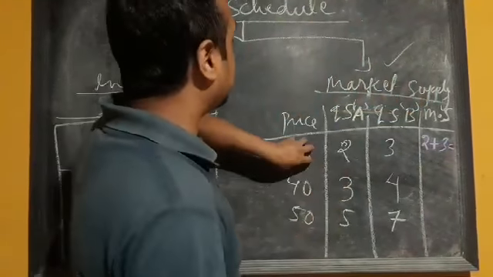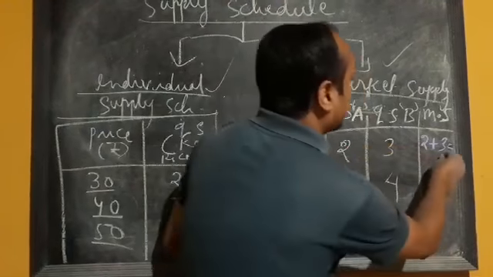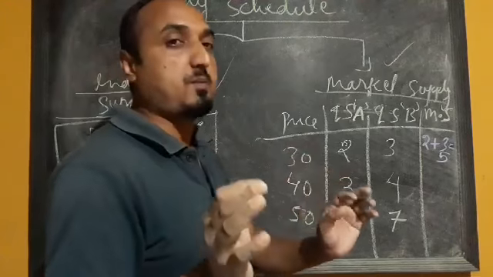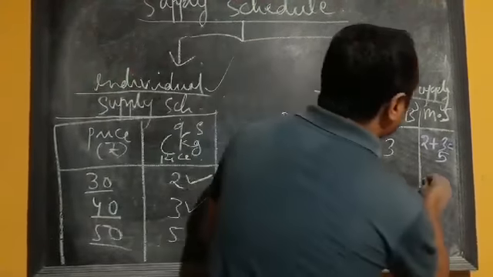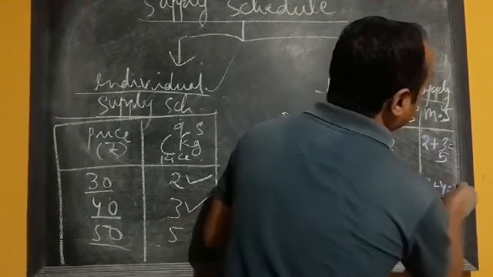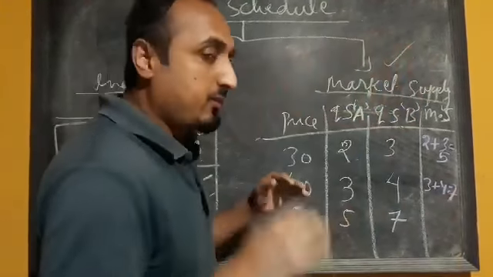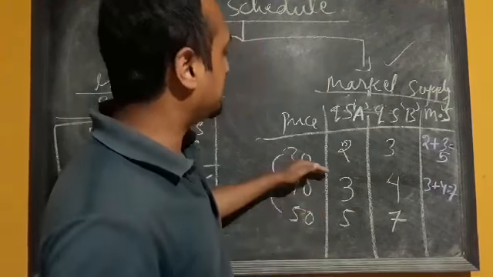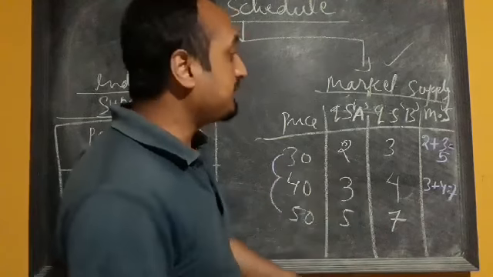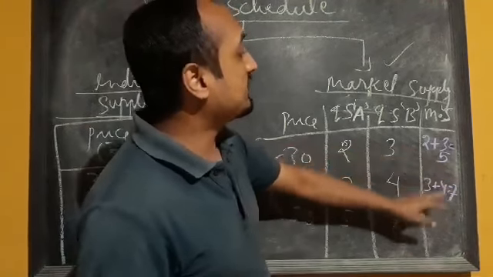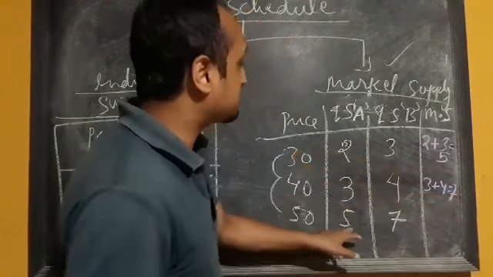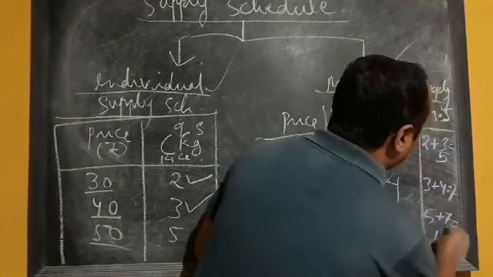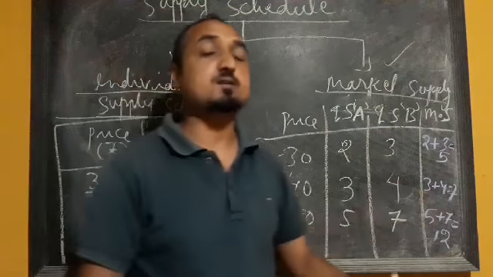When the price of the commodity is 30 rupees, the quantity supplied in the market is 5 kg. Similarly, when the price is 40, the total supply in the market, or market supply, will be 3 kg plus 4 kg equals 7 kg. Similarly, when the price is 50 rupees, we can see that the price is increasing from 30 to 40, 40 to 50. At the same time, if you compare the quantity supplied, that is also increasing from 5 to 7. And for this third case, the total supply or market supply will be 5 plus 7. So if you add, we will get 12. So this is the case of the market supply schedule.